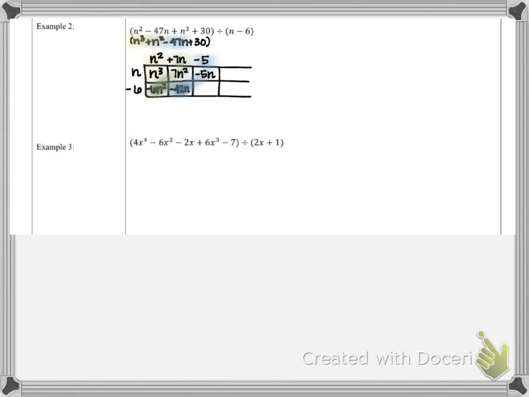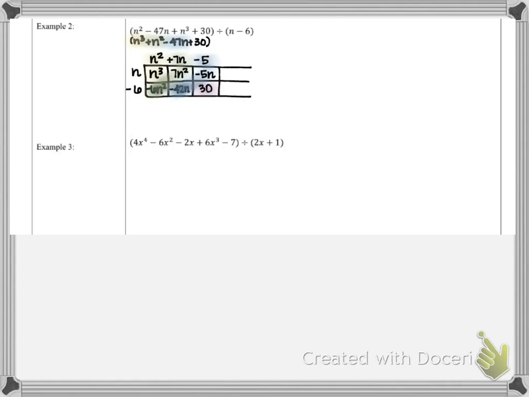And I want to get negative 47n. Okay, I've got negative 42n right now, so I think I need a negative 5n for this. Close the box. Figure out what goes on top. So n times something has to give me negative 5n. That's just going to be a negative 5. Now that that's up there, I can multiply to figure out what goes in the very bottom box. So I'm going to multiply the negative 6 and the negative 5. That's going to give me positive 30.